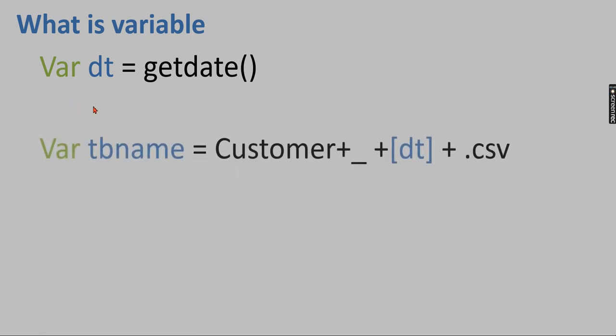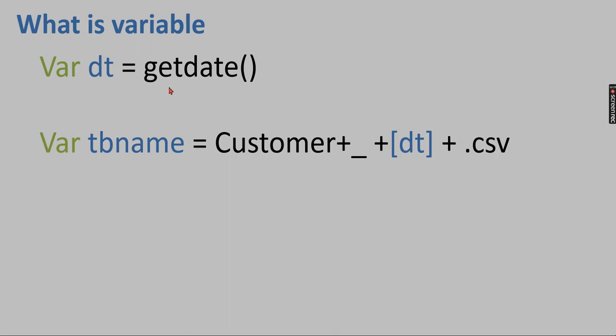In our case, we have another variable that stores the table name, or the new target table name, or new target file name, considered like that. And this variable uses the first variable, that is DT. You can see here, you can even write the get date directly. I'm just trying to explain how you can reference another variable. That is the whole point I'm trying to make here. So TB name is customer plus this variable plus .csv. This is the whole point.